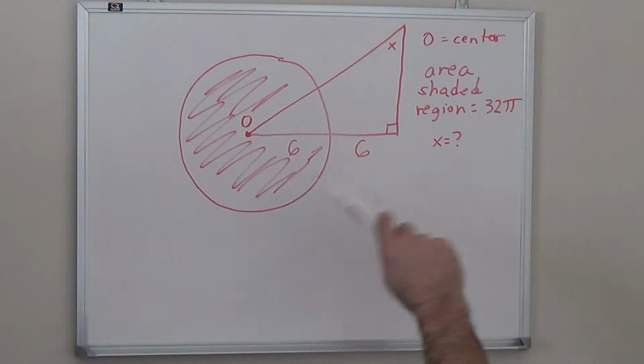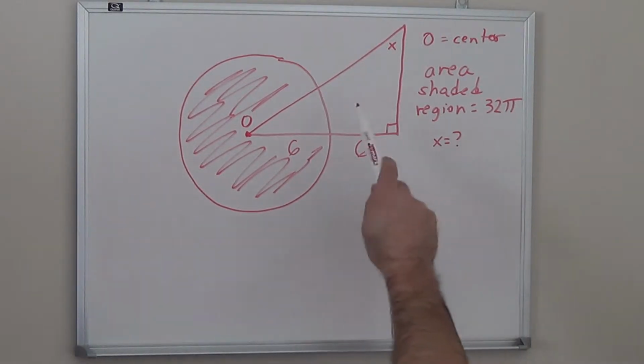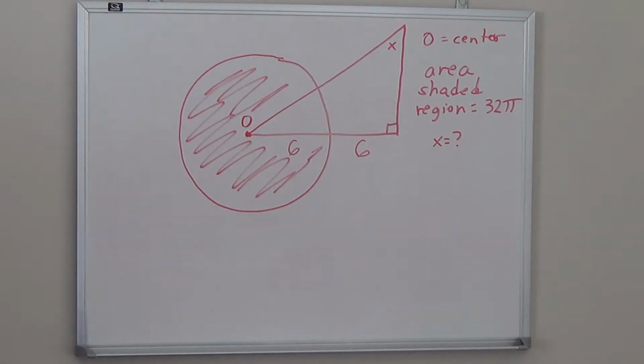We got a shaded area. We have a right triangle. They tell us that point O is the center of the circle, and that the area of the shaded region is 32 pi. And somehow we're supposed to figure out what angle X is here. So you can pause the video, give it your best shot, and then we'll come back and we'll solve it together.